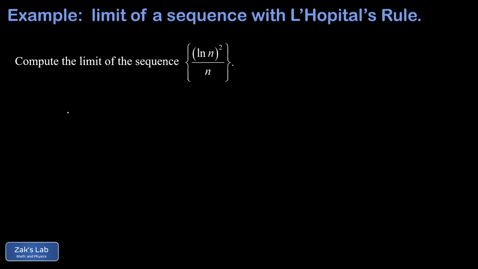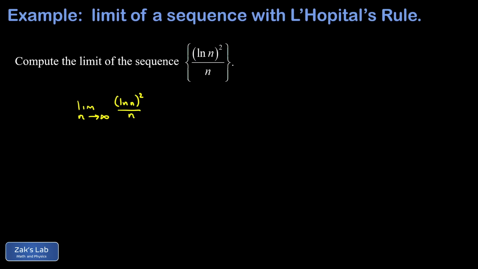In this video, we're computing the limit of the sequence (natural log n) all squared divided by n. So what we mean by the limit of the sequence is the large N limit of this expression. So we want the limit as n goes to infinity of (natural log n) all squared divided by n.